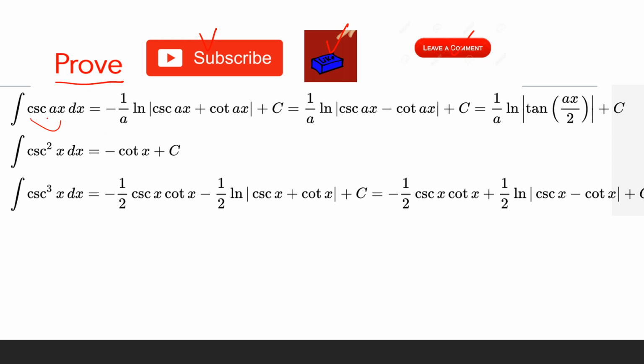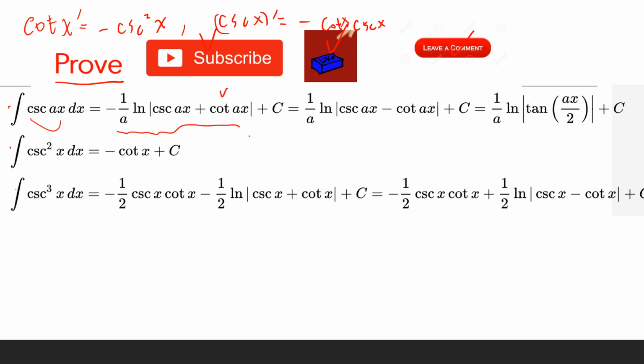Okay, so what we need to prove today is these three integrations of cosecant. All we need to know are two things. One is the cotangent derivative is minus cosecant square, and the cosecant derivative is minus cotangent cosecant. Okay, so the first one I already proved in a video, so I will not prove it.